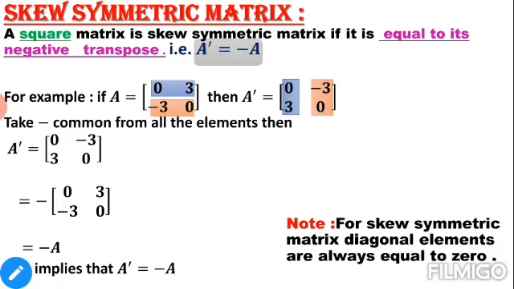One important note is that a skew symmetric matrix is only possible when all diagonal elements are equal to 0. Otherwise, it is not possible to make a skew symmetric matrix. This is an important note that you should remember.